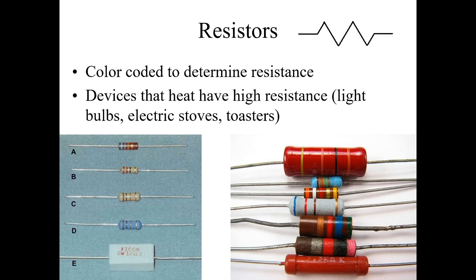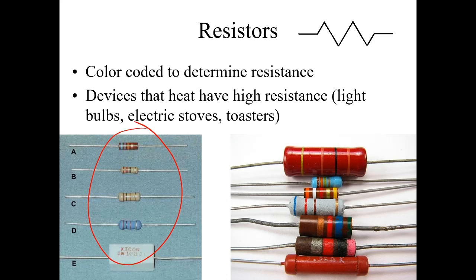Resistors, well, there's different color codes. You can see them over here. And people who do a lot of electrical work, they can just look at it and know exactly what the resistor is. You need a chart to tell what green means and red means. I don't know them off the top of my head. I have to look them up. But resistors tend to resist the flow of electricity.